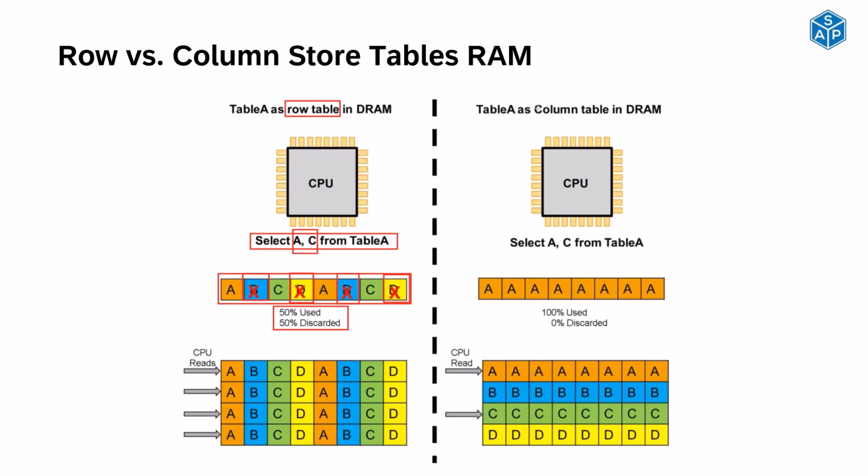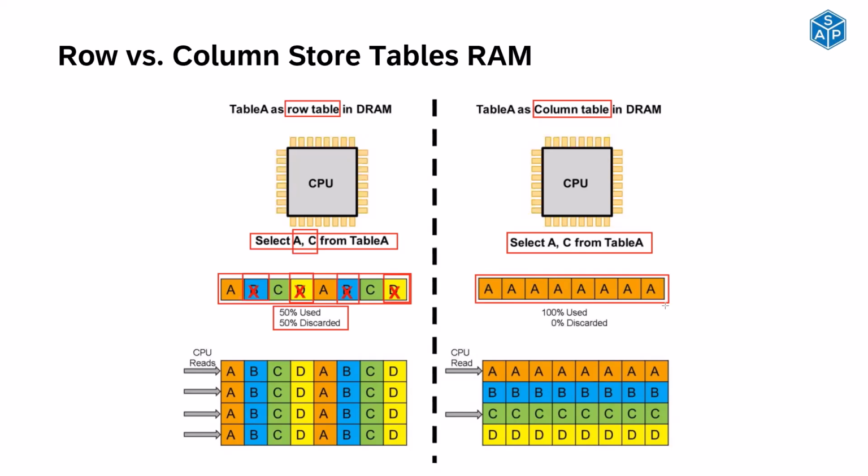Now the second type of option is your column table. What happens in a column table? When you run the query select A, C from table A, it will directly go and read your columns. It will not read the whole record. It will just read the columns, so it will load only the information from column A and column C. Only those 2 columns will be loaded inside your memory.